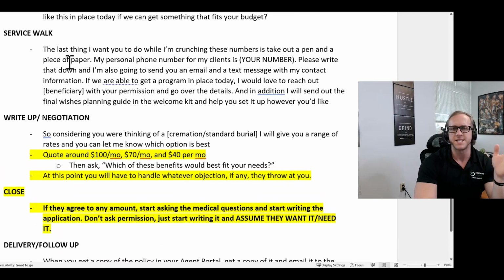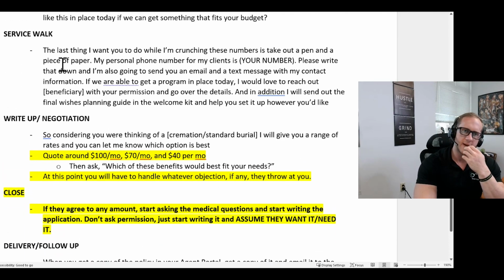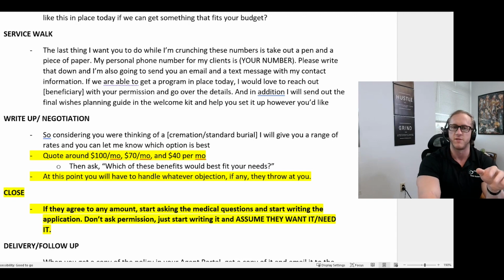So you say, okay, now the last thing I want you to do while I'm crunching these numbers is take out a pen and piece of paper. Okay, my personal number for my clients is this. Please write that down. And I'm going to send you an email and a text message with my contact information. You can text them right there on the phone with your contact information. You can even do that in the beginning of the presentation if you like.